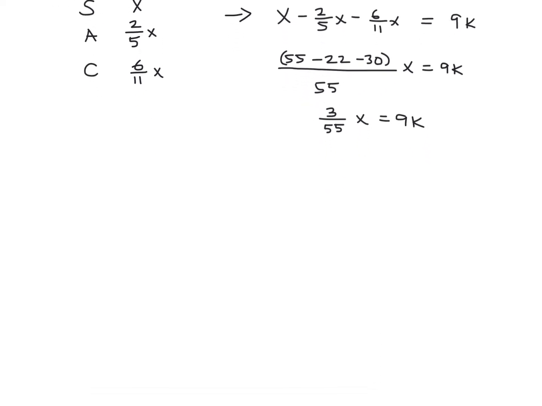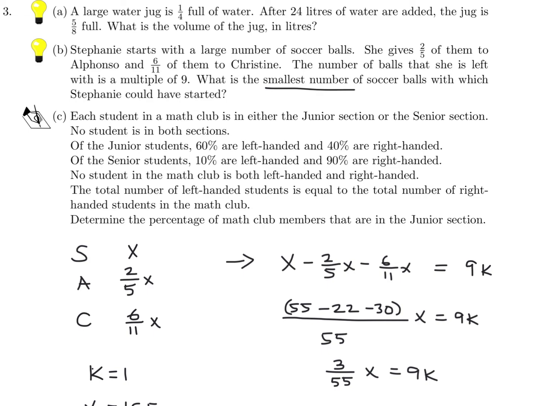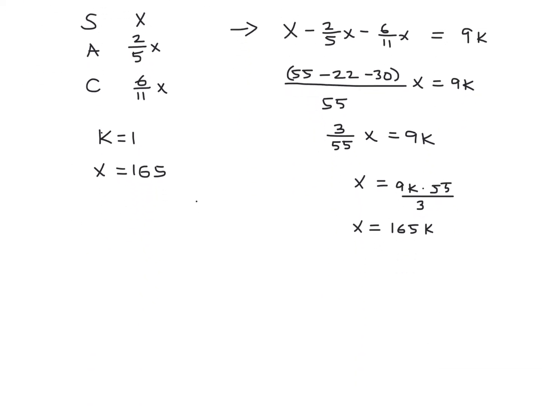Okay. All right, great. So I think we can isolate for x here. So x would be 9k times 55 divided by 3. So x is going to be 3 times 55, which is 165k. All right, great. So let's see what happens. When k is 1, that means x would be 165. And let's see if this works out. So they want the minimum value, right? Well, yeah, the smallest number. Okay. So let's see if this works.